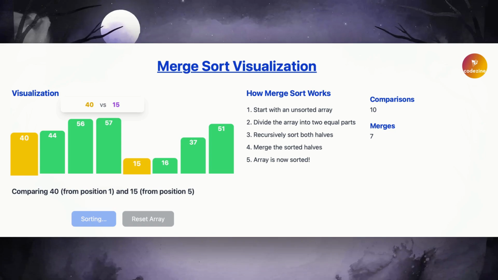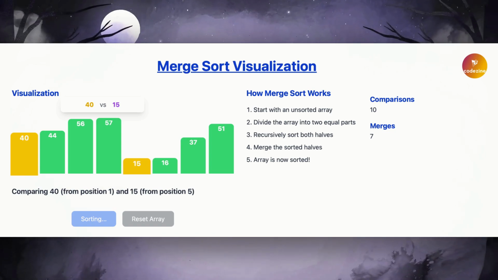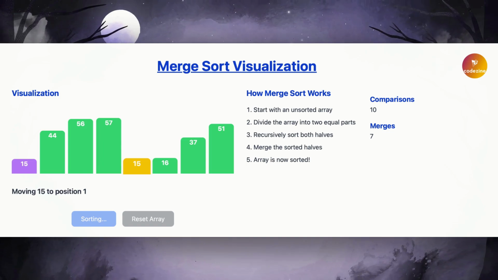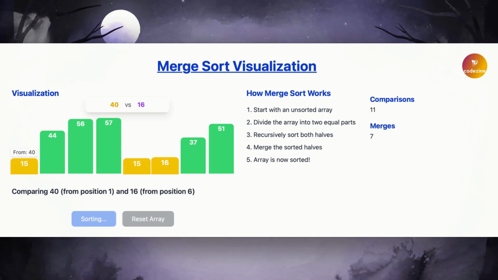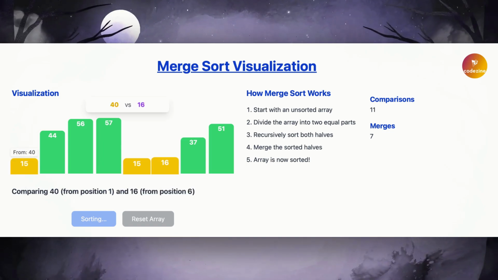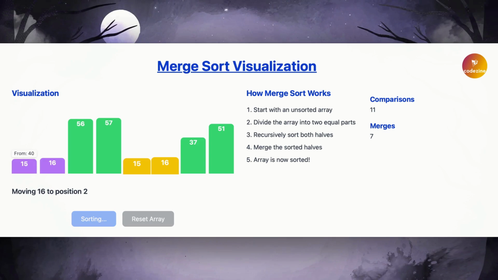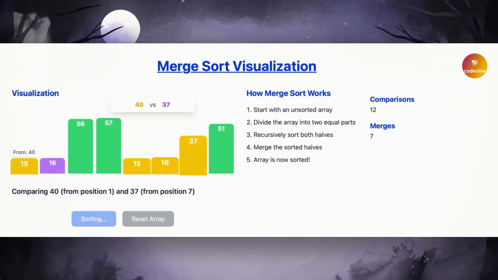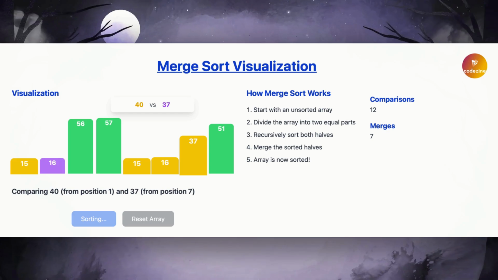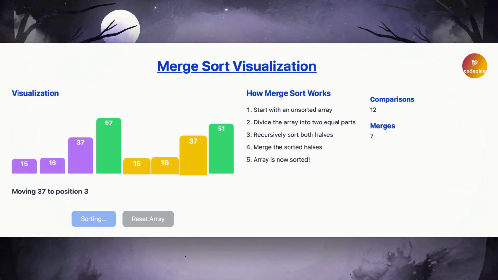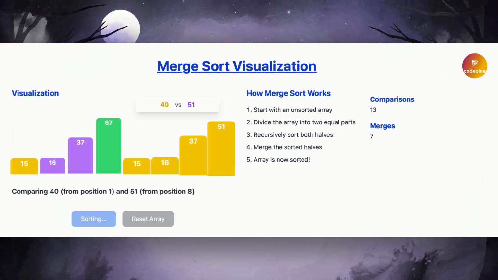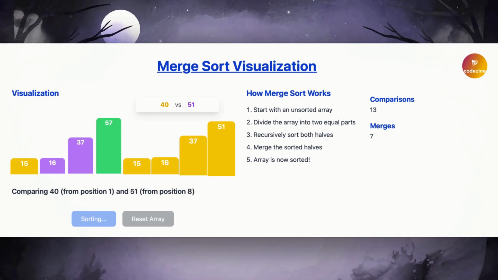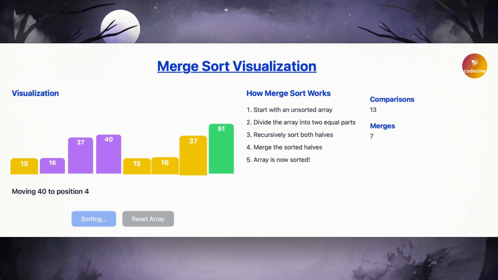Comparing 40 from position 1 and 15 from position 5, moving 15 to position 1. Comparing 40 from position 1 and 16 from position 6, moving 16 to position 2. Comparing 40 from position 1 and 37 from position 7, moving 37 to position 3. Comparing 40 from position 1 and 51 from position 8, moving 40 to position 4.